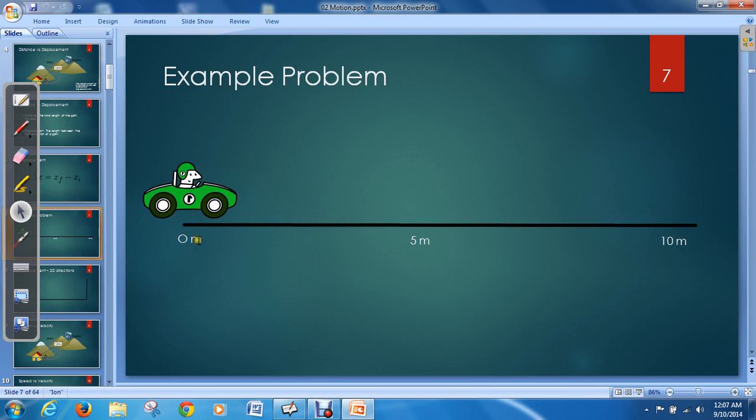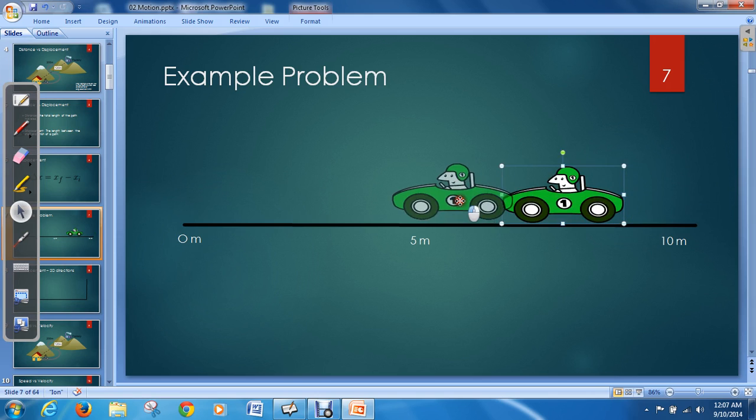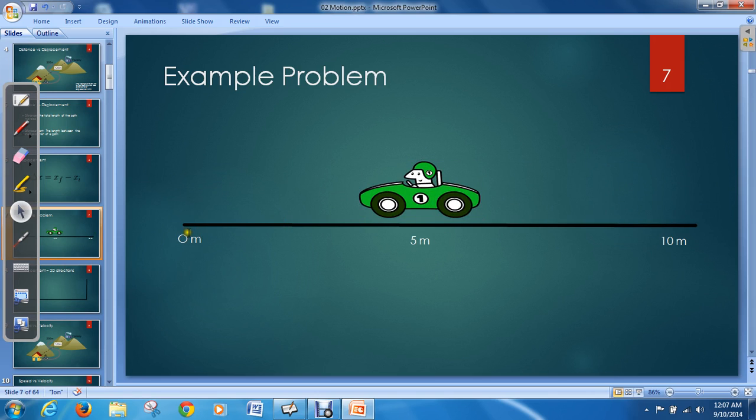So, for example, this guy in the car moves over to 10 meters. And let's say he turns around and comes back to 5 meters. His distance would be 15 meters, because he travels to 10 and comes back to 5. But his displacement would only be 5 meters, because his start point was 0 and his end point is 5. Displacement is 5 meters. So hopefully that illustrates the difference.